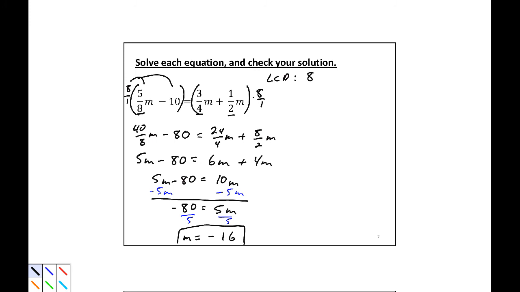And there's our solution. Again, the more complicated these things get, you want to check more and more often if you can.